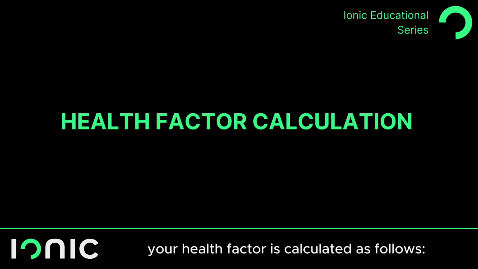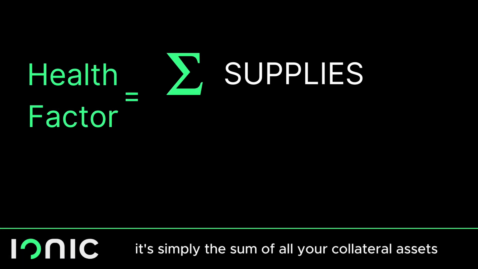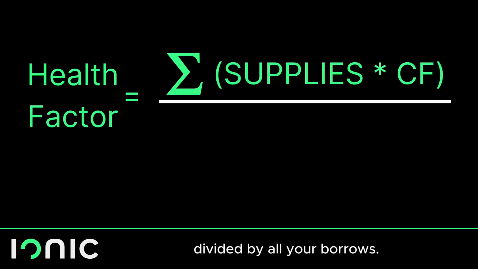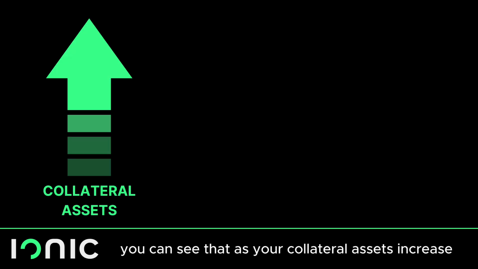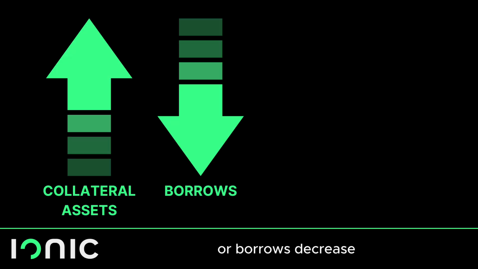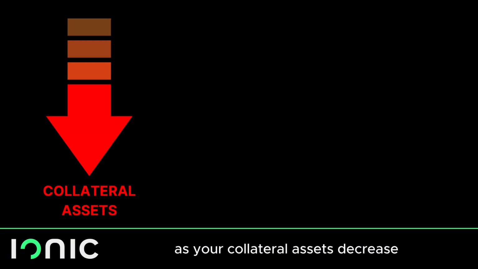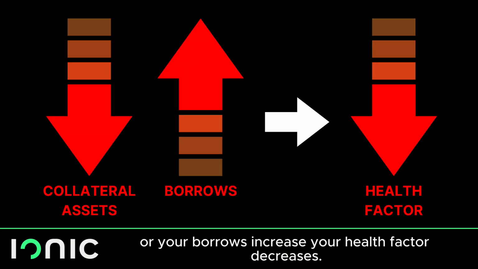Specifically, your health factor is calculated as follows. It's simply the sum of all your collateral assets multiplied by their respective collateral factors divided by all your borrows. From this formula, you can see that as your collateral assets increase or borrows decrease, your health factor increases. And inversely, as your collateral assets decrease or your borrows increase, your health factor decreases.